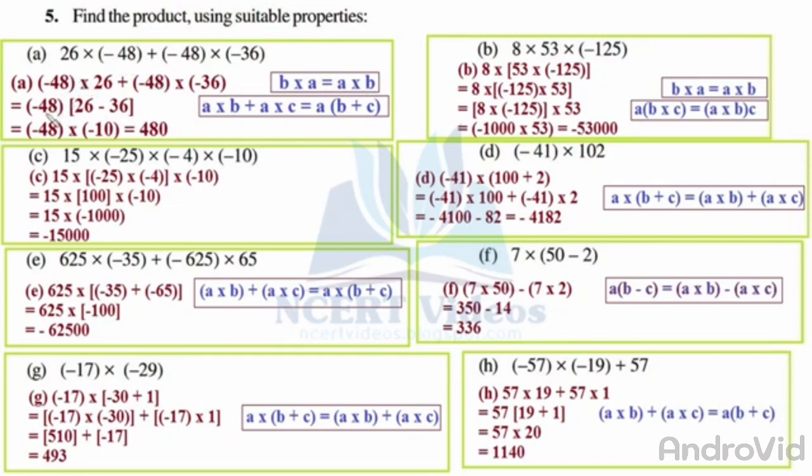Now -48 is taken as common because it is common in both the terms. Now 26 minus 36 can be taken, and the property that allows us to do this is a into b plus a into c. A is common, and b, this sign is taken. In this case it is plus c. Now -48 as it is, you solve it. Minus 10, because negative was the greater number here, you subtract and put the sign of the greater number. It is 480, minus minus is plus.